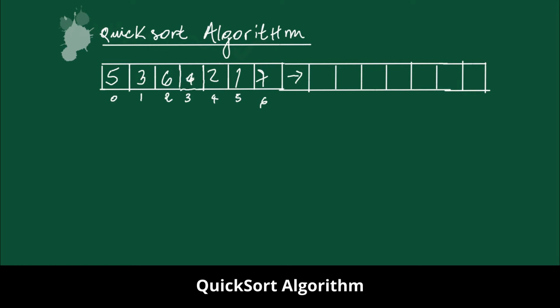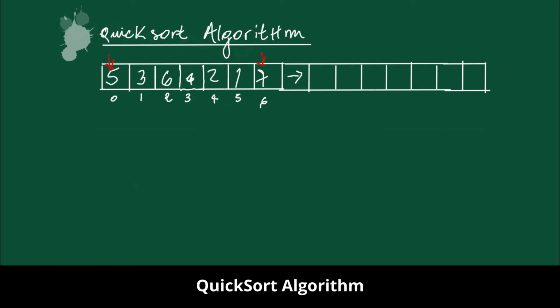But how to choose the pivot? There are many ways to choose the pivot, but the three common ways are to choose the first element, in this case that would be 5, or you choose the last one, that would be 7, or you choose the median.